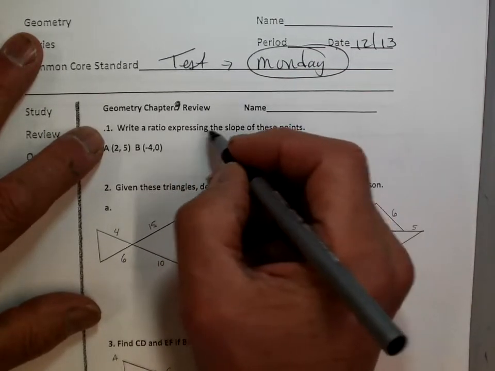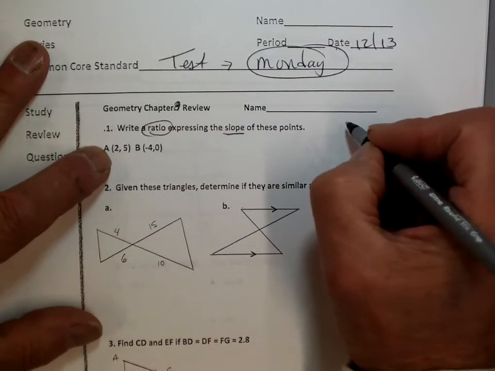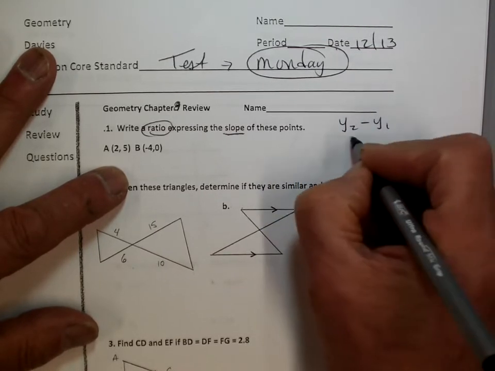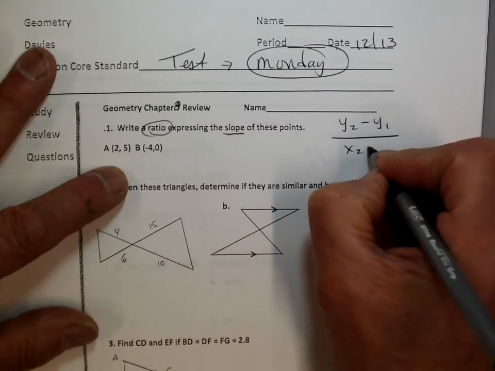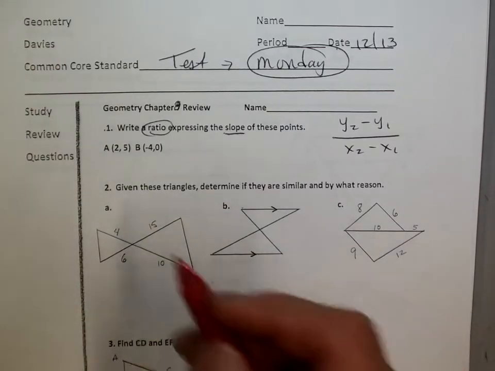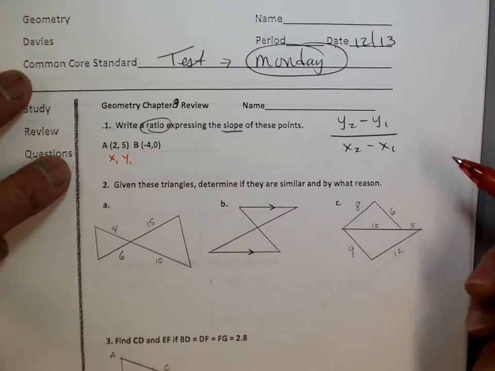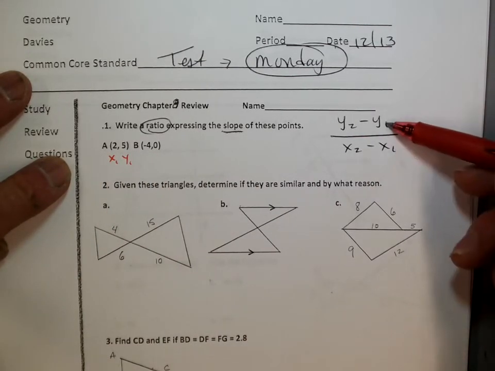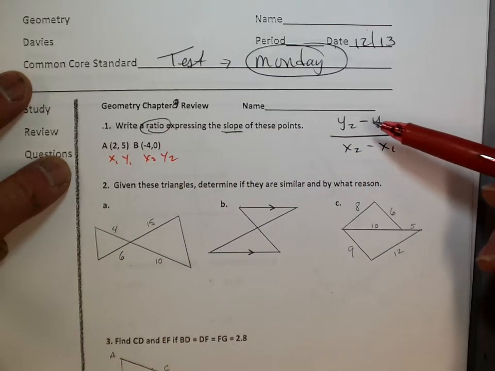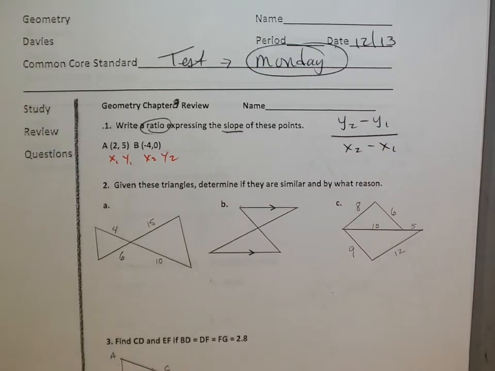So number one, it says write a ratio. A ratio is a fraction expressing the slope of these points. Now I know the slope formula. Slope is y2 minus y1 over x2 minus x1. Every point has an x and a y value. So here's your x1, y1, 2 and 5, and you get an x2, y2, and you've got a -4 and a 0. Okay, so find the answer, find the fraction.